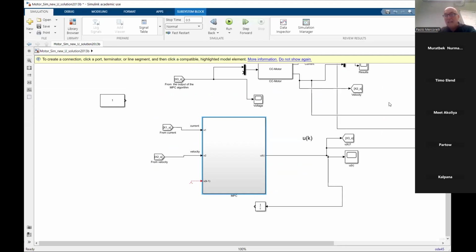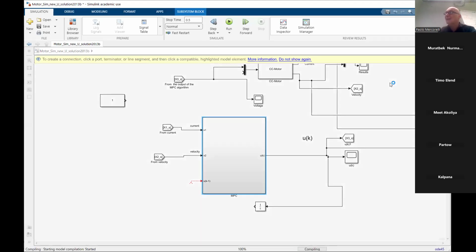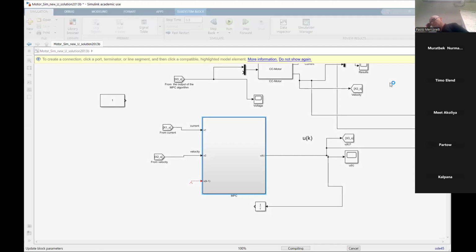If I run, I hope it is working, because sometimes at the end of the previous lecture I changed something, and then I forgot to.